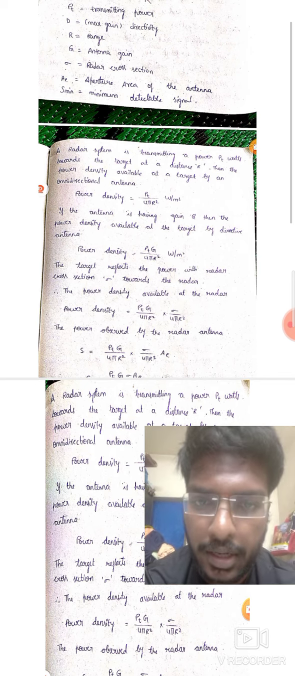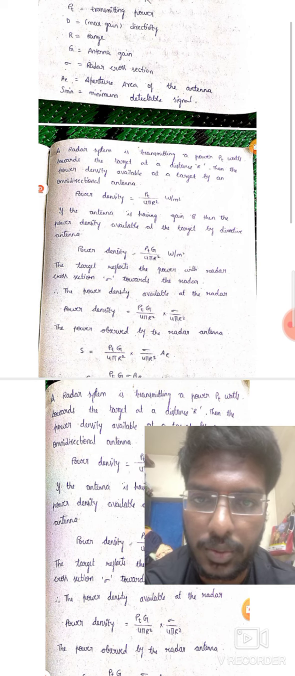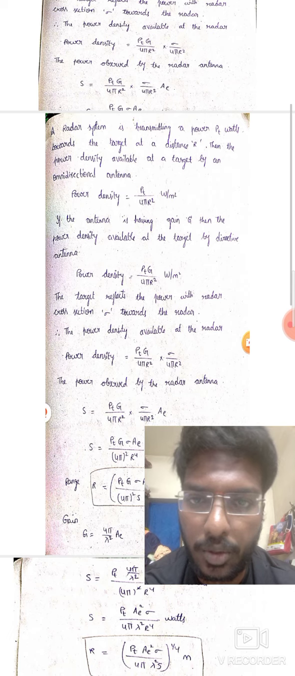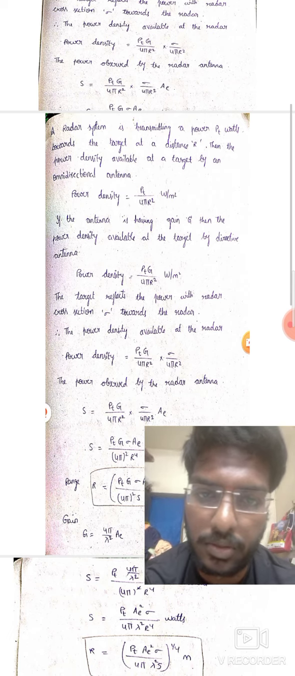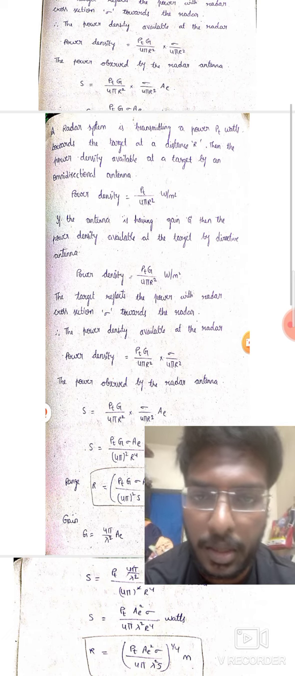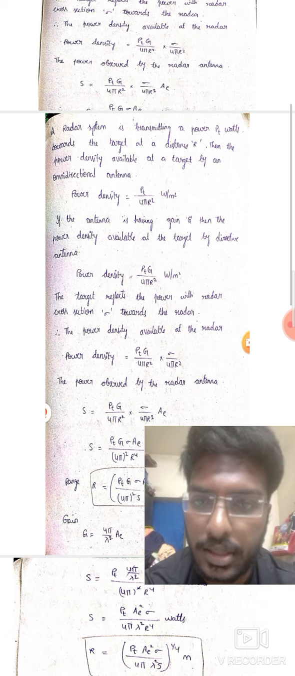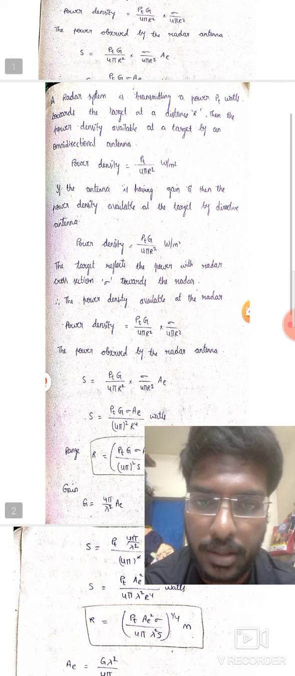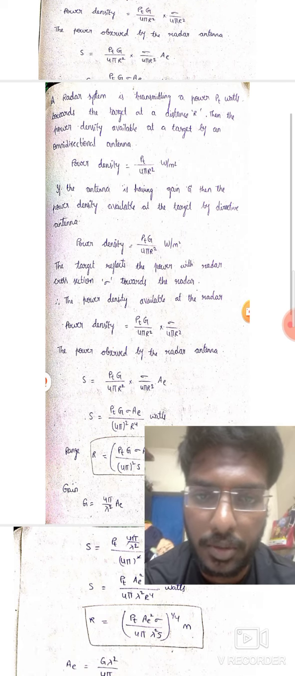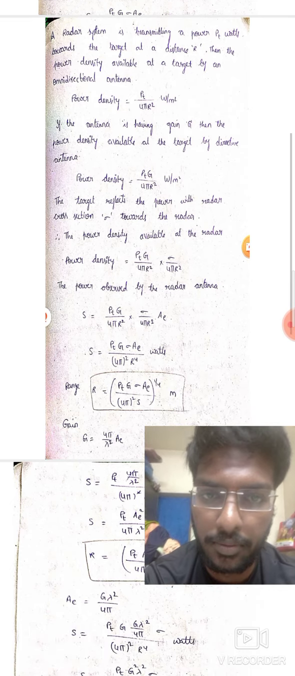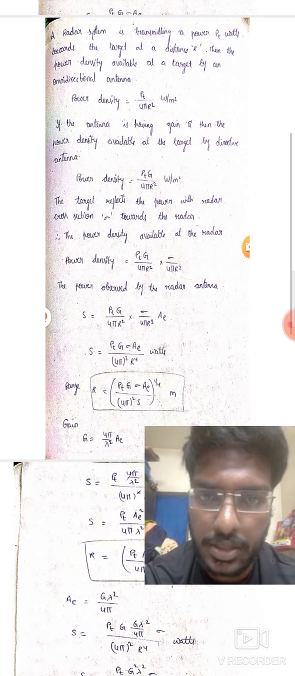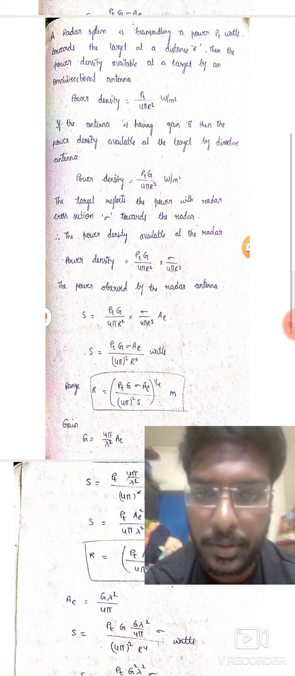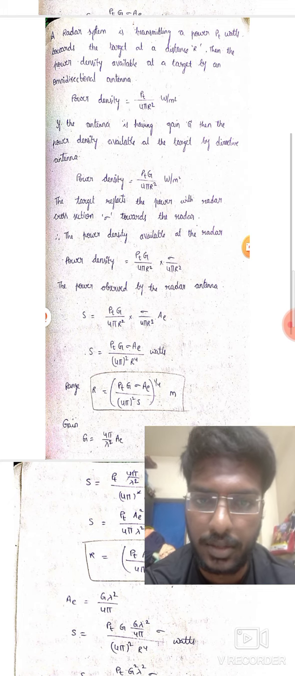For example, a radar system is transmitting power towards the target. The power density available at the target from an omnidirectional antenna is Pt by 4 pi R square watts per meter square. If the antenna has a gain G, then the power density at the target from a directional antenna becomes Pt into G by 4 pi R square watts per meter square. The target reflects the power, having the radar cross section area sigma, towards the radar. The power density available at the radar is Ptg by 4 pi R square into sigma by 4 pi R square.